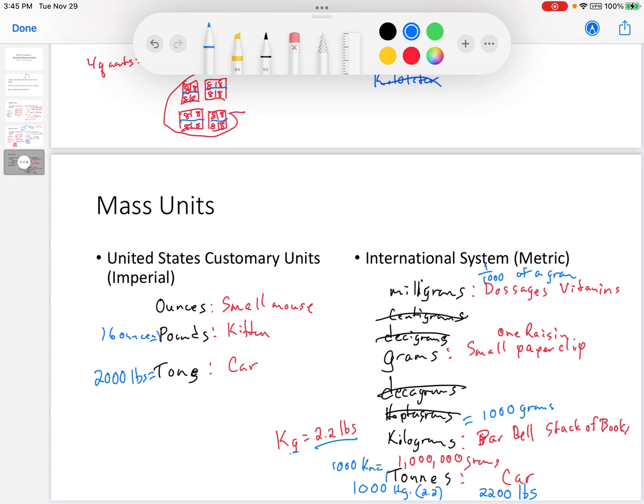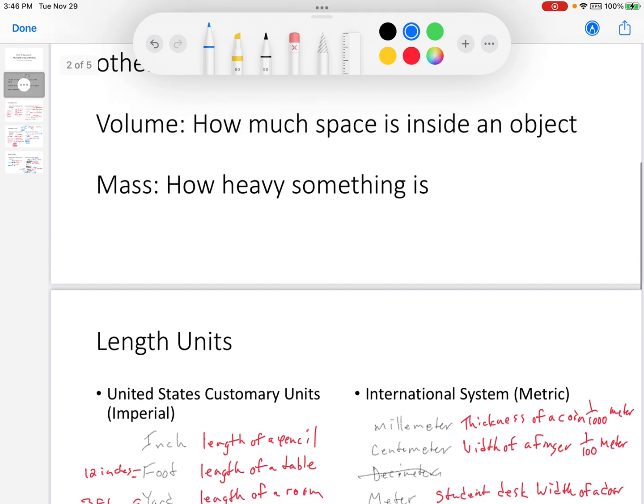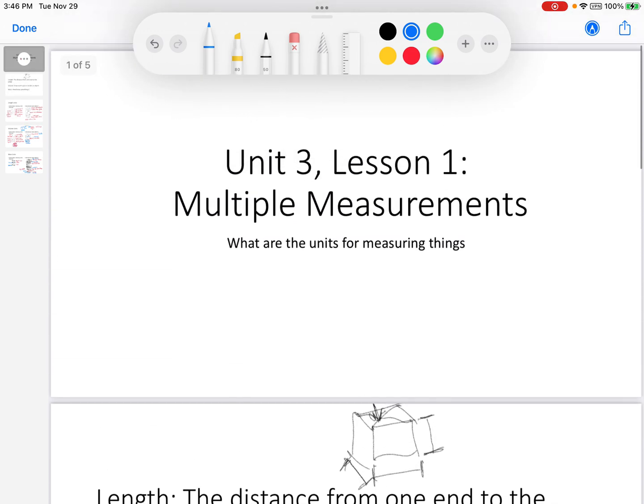So if there's 1,000 milligrams in 1 gram, and you see that one pill, like maybe an aspirin pill, is 500 milligrams, well, that's just half of a gram. 500 milligrams would be half of 1,000, and so that's half of a gram. And those are the basic units and some of the things they measure and how they relate to each other.